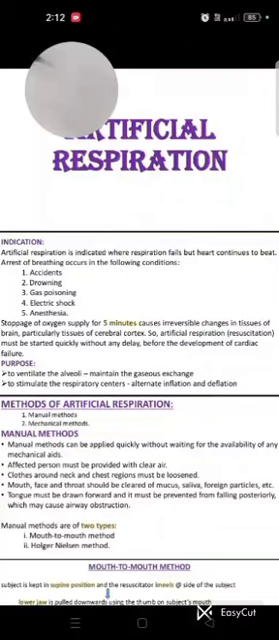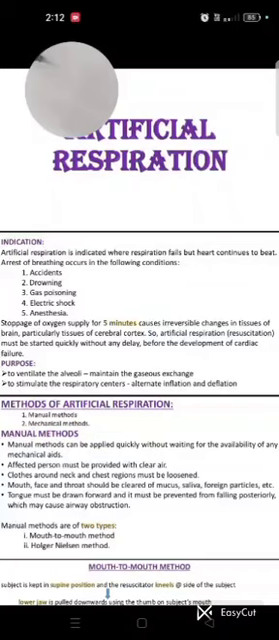So, the purpose of artificial respiration. There are two main purposes. One is to aerate the alveoli, that is, improving the ventilation, thereby maintaining the gaseous exchange. And the next is to stimulate the respiratory centers by alternate inflation and deflation. So these are the main purposes of artificial respiration.